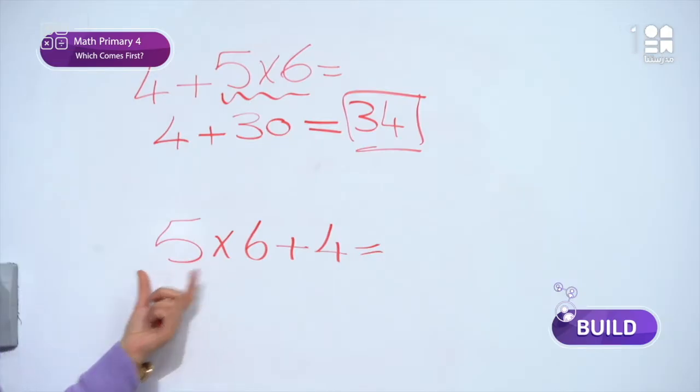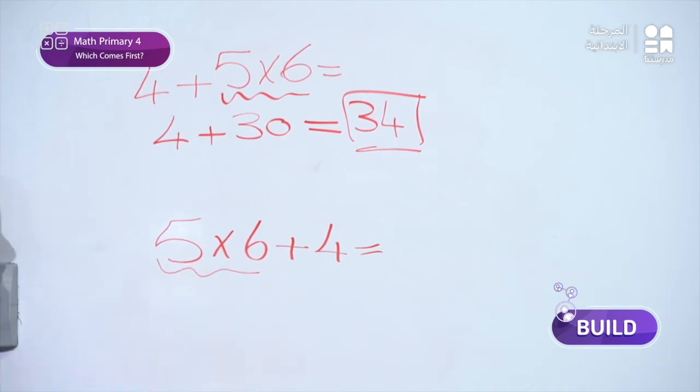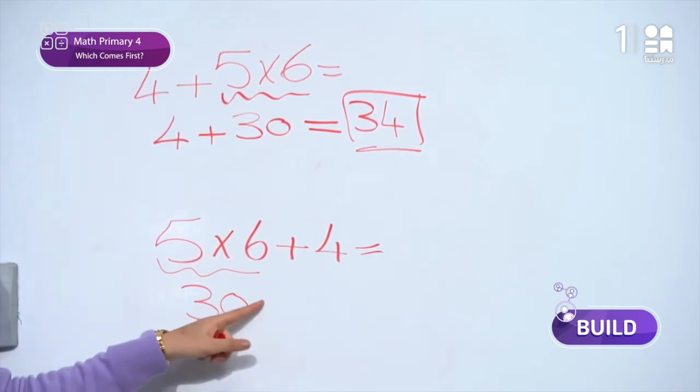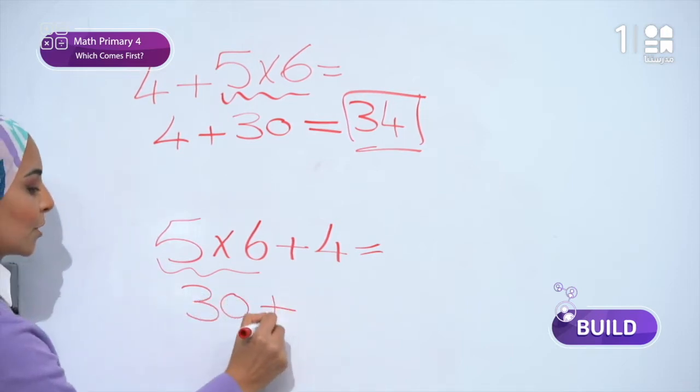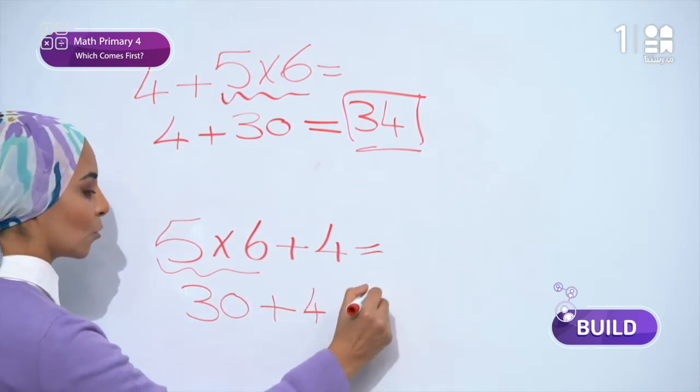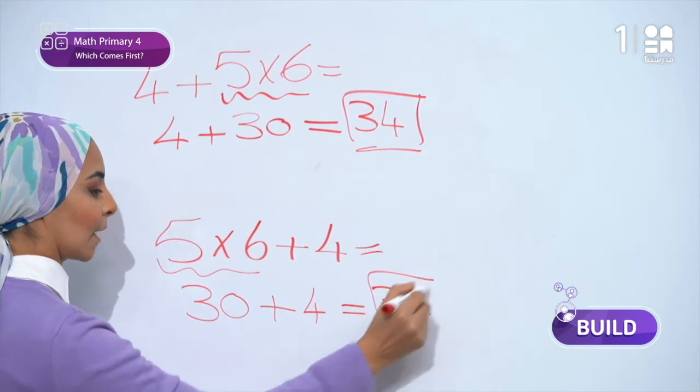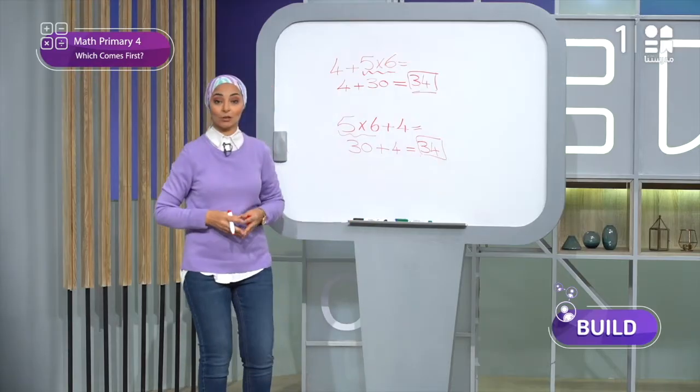So I will multiply 5 times 6. 5 times 6 gives me what? Yes, we said 5 times 6 equals 30. So I will write here 30. The second step is what? I will add the 4. So 30 plus 4 equals also 34. And this is the answer of the second question.